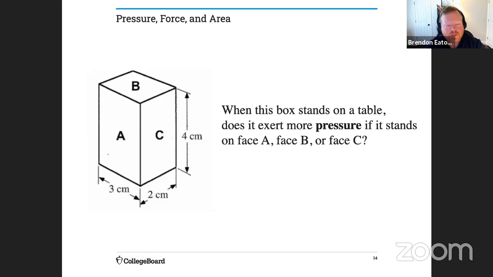So the smallest face, I have the biggest force on top of my equation. The force is the same for all three sides. I need the smallest amount of area to have the greatest amount of pressure. So which face has the smallest area? I think it's going to be face B. So 3 times 2 gives me 6 centimeters squared.